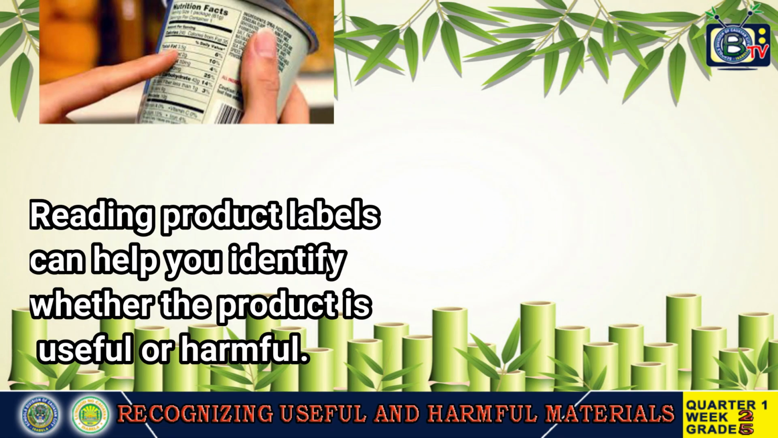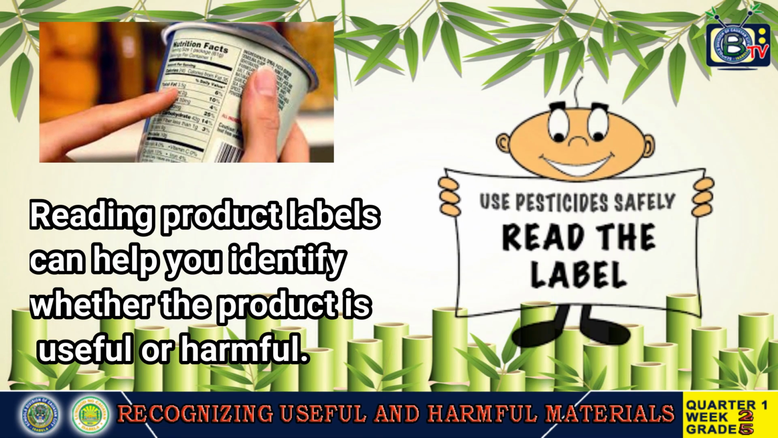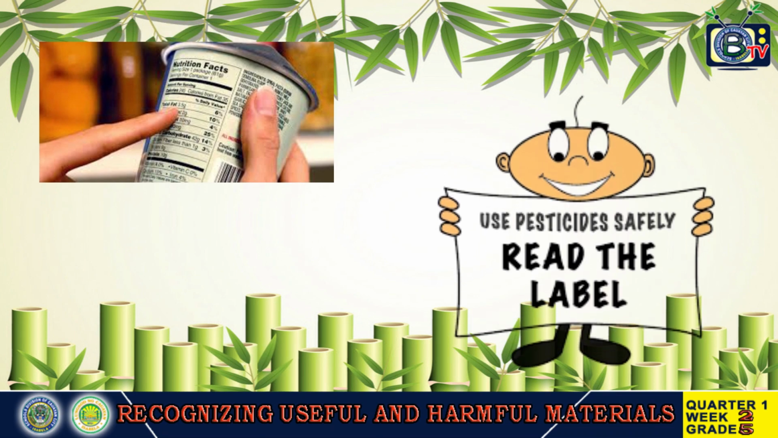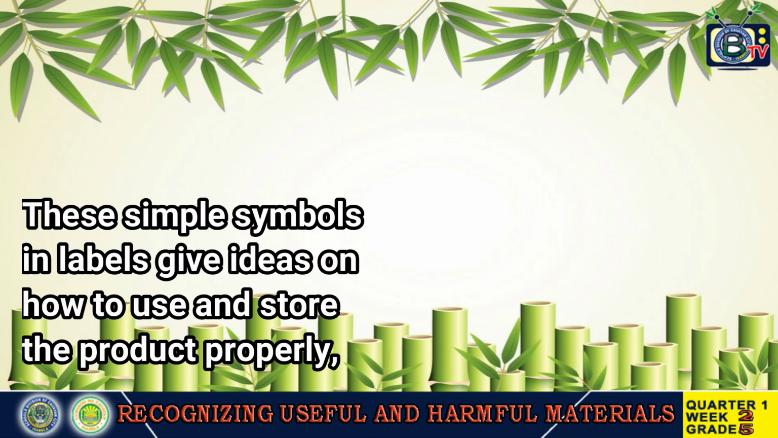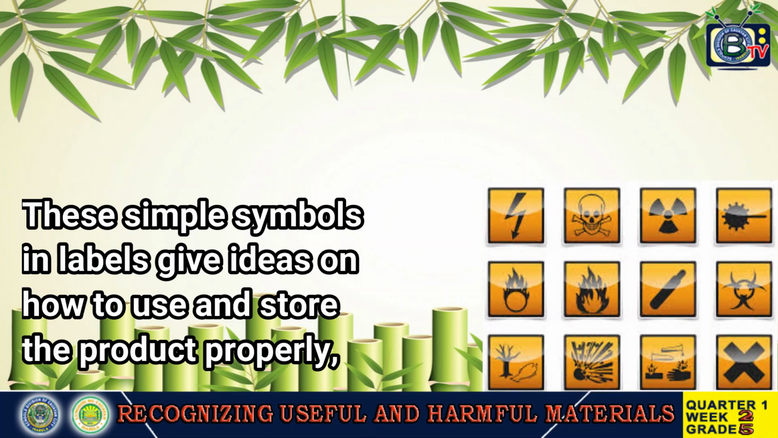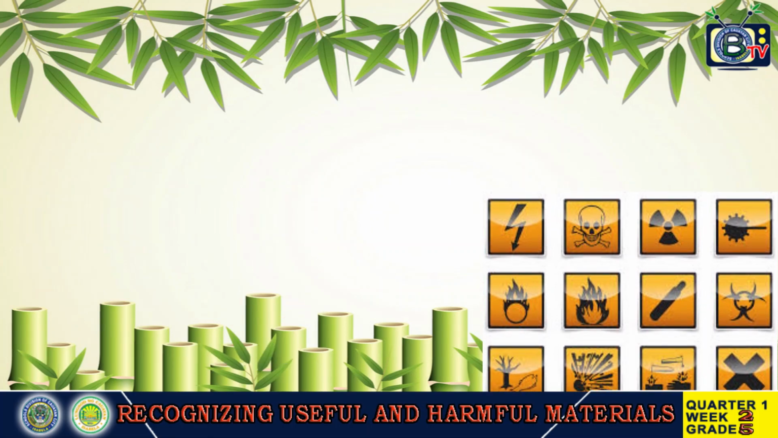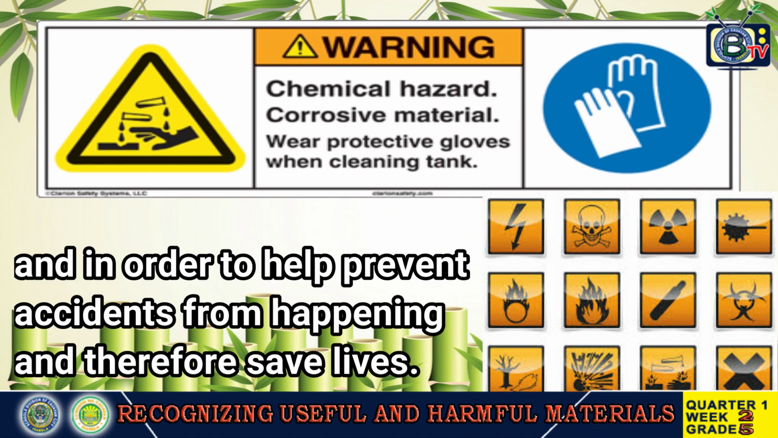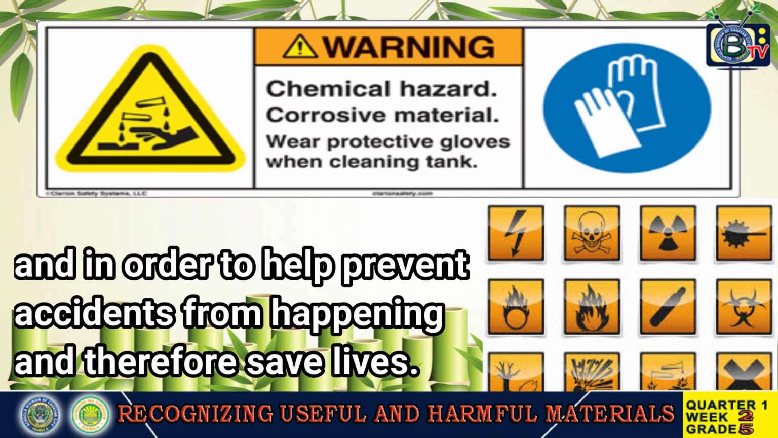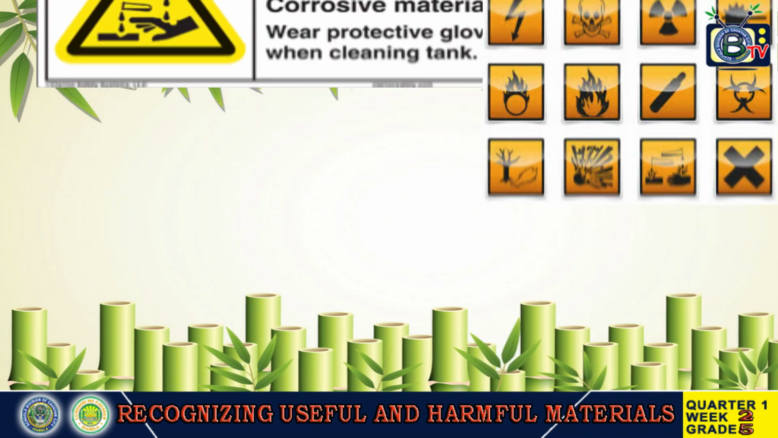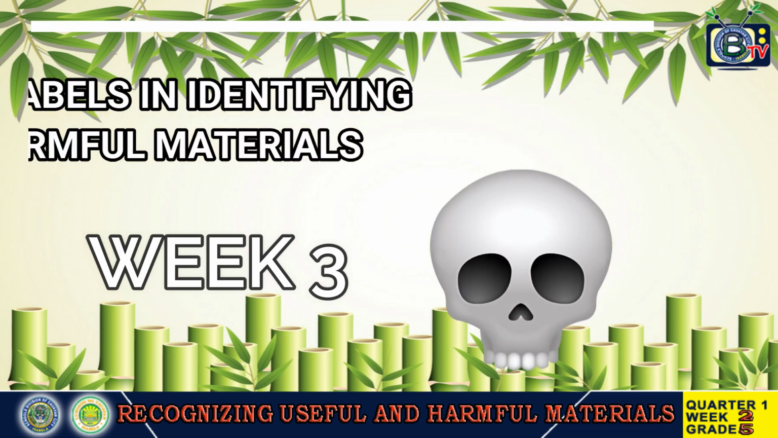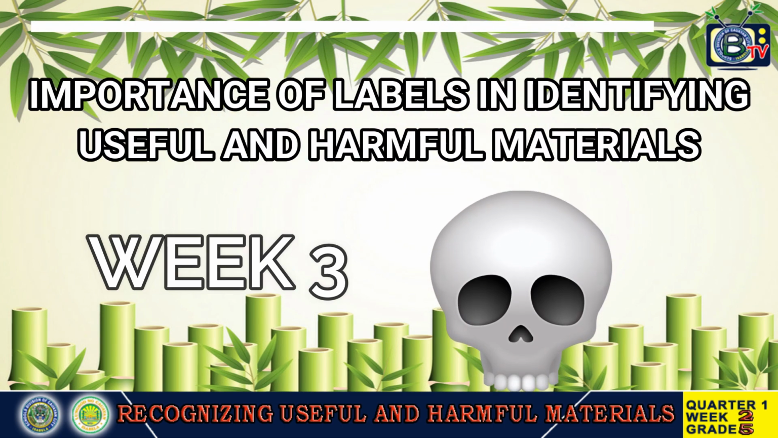Reading product labels can help you identify whether the product is useful or harmful. The simple symbols and labels give ideas on how to use and store the product properly, and in order to help prevent accidents from happening and therefore save lives. Next week, we will have the importance of labels in identifying useful and harmful materials.